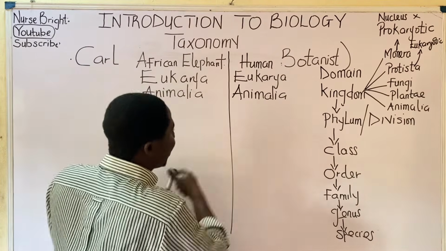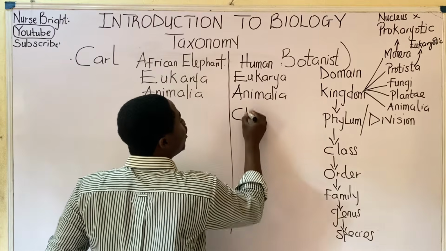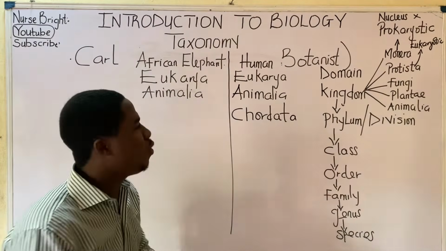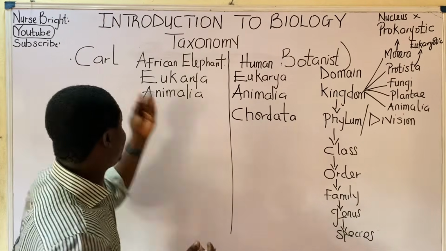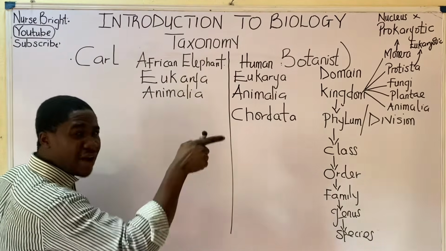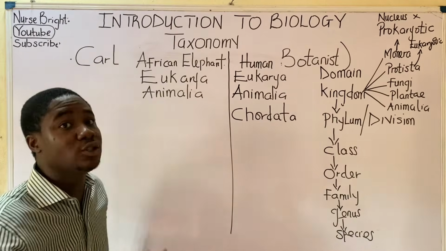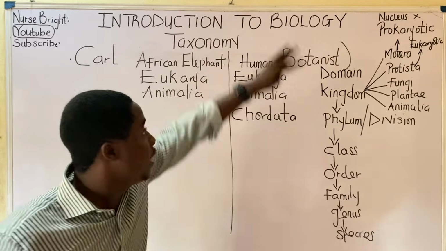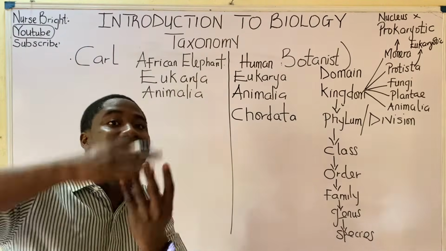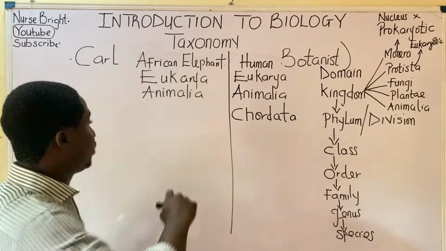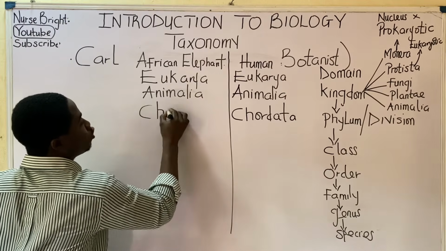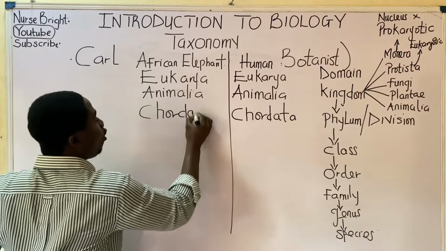So humans belong to the phylum called Chordata. Do you understand what chordates are? Elephants still belong to the phylum Chordata. I cannot say elephants or humans belong to a division. We are not plants. We are higher animals, advanced animals. So for elephants, they still belong to the phylum Chordata.